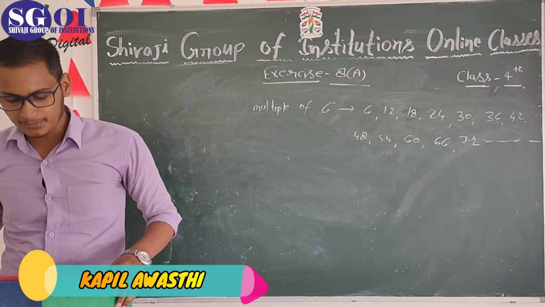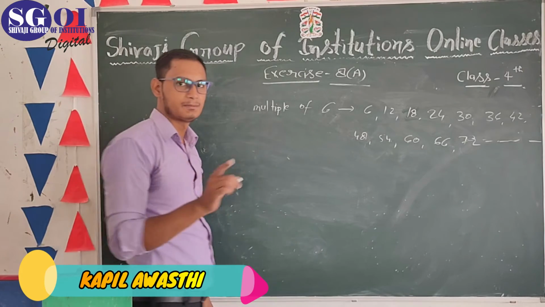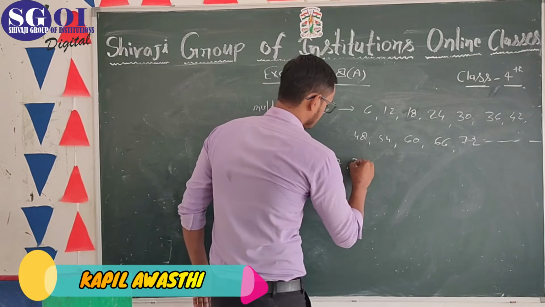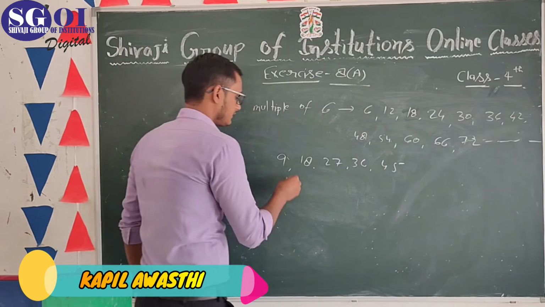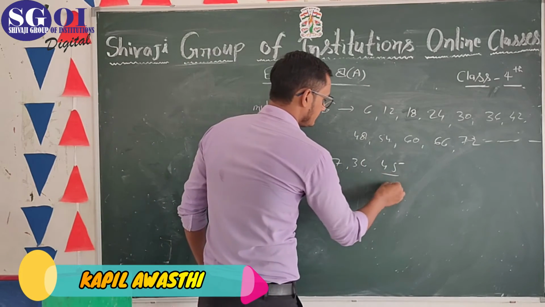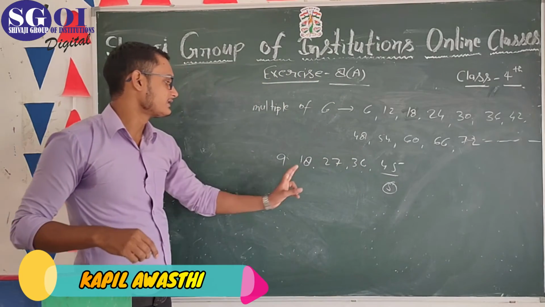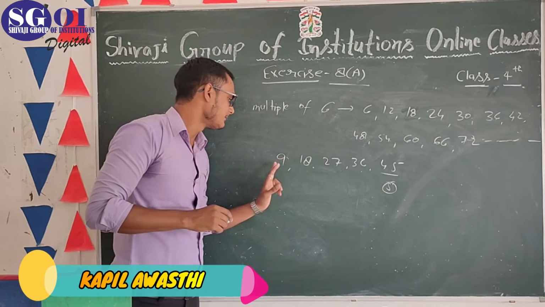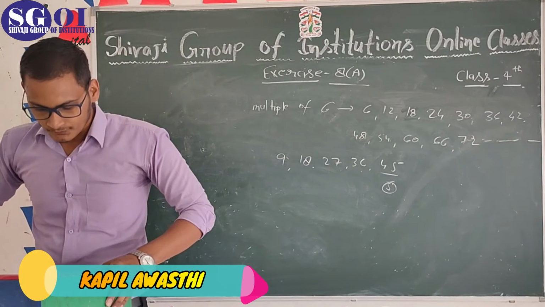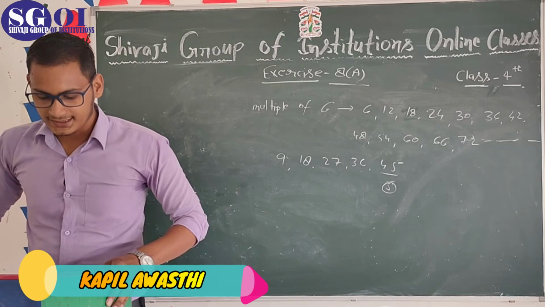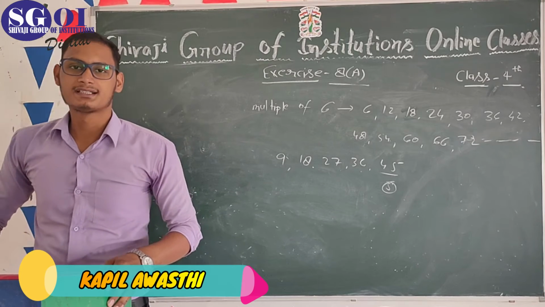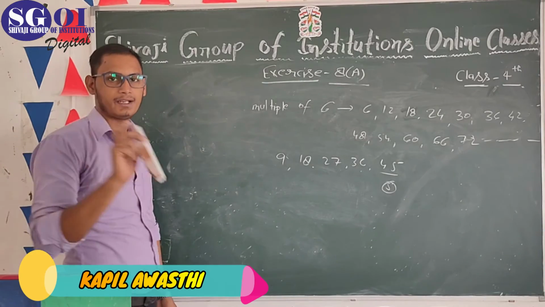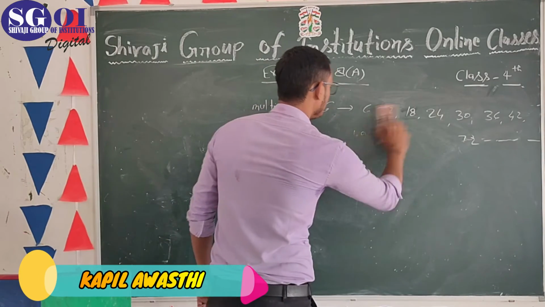Question number 9. Fifth multiple of 9 is 45. Fifth multiple of 9. Yes, 1, 2, 3, 4, 5. 45 is the fifth multiple of 9. Okay. Question number 10. 1 is the multiple of 5. No, it's wrong. 5 is the multiple of 1.